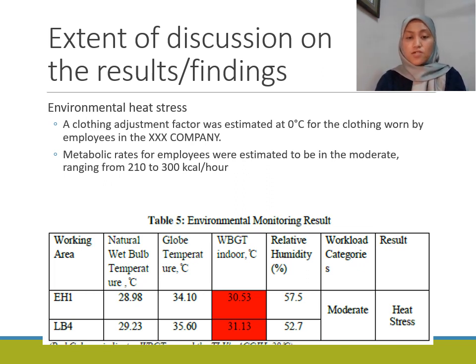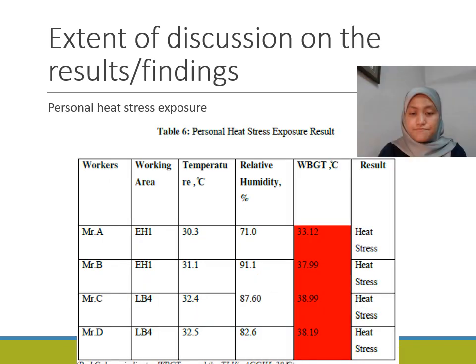So the WBGT indoor is 30.53 degrees Celsius, and for LB4 31.13 degrees Celsius, which is above 28 degrees Celsius, as their workload category is moderate, with the workload regimen of 75% work and 25% rest. So the result is that in both areas, the workers are having heat stress.